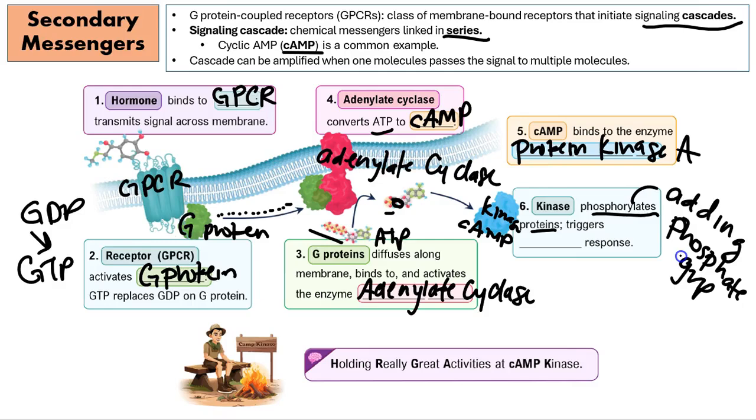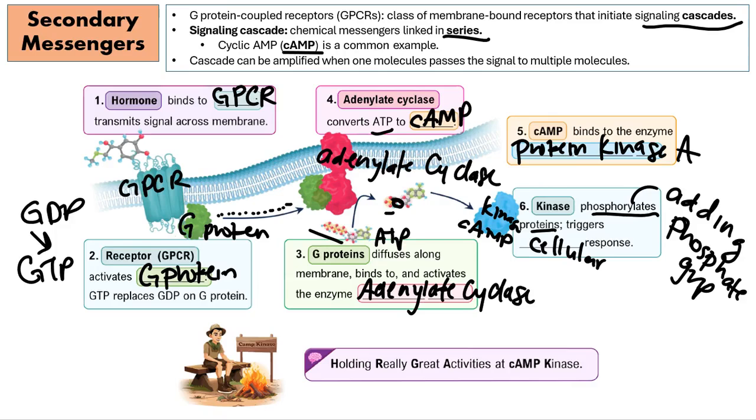And once you add that phosphate group to other proteins, you're going to get some type of cellular response, meaning the message from the hormone finally got through to the cell. Okay? So in other words, you can say the kinase that's in the cytoplasm, once it's activated by the cyclic AMP, is going to turn on proteins by adding phosphate groups to them. And depending on where they're going inside the cell, they can have different functions.